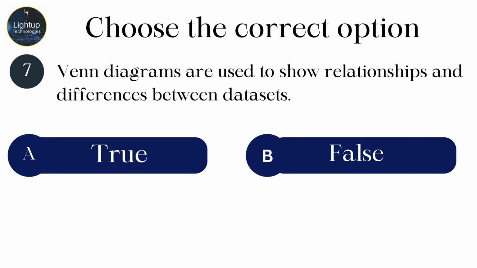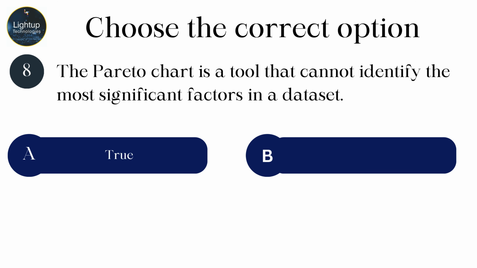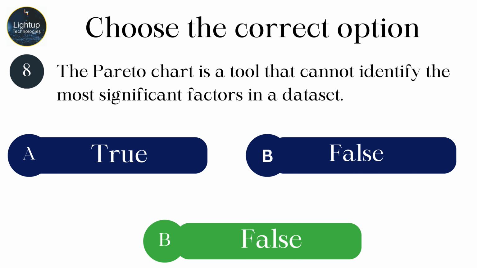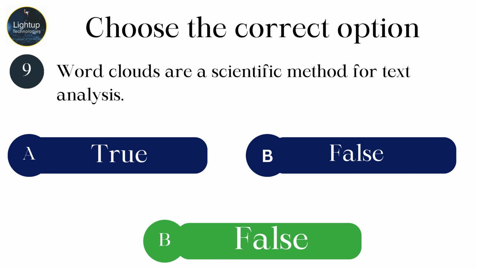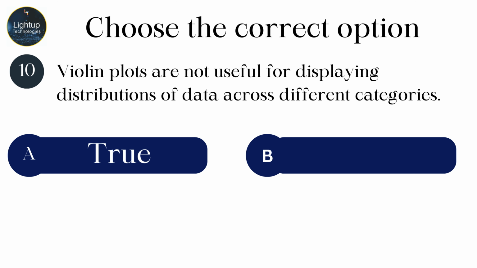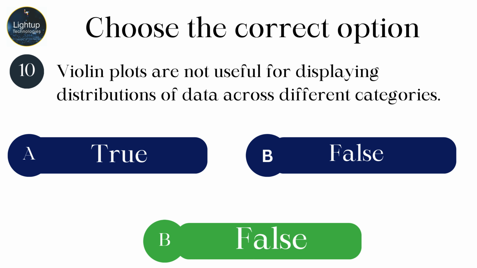Venn diagrams are used to show relationships and differences between datasets. The Pareto chart is a tool that cannot identify the most significant factors in a dataset. Word clouds are a scientific method for text analysis. Violin plots are not useful for displaying distributions of data across different categories.